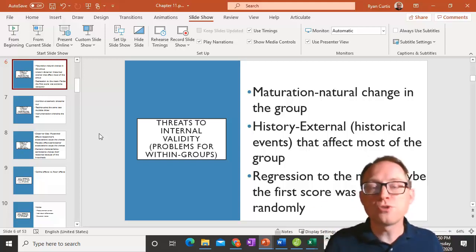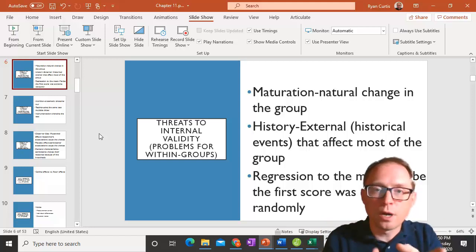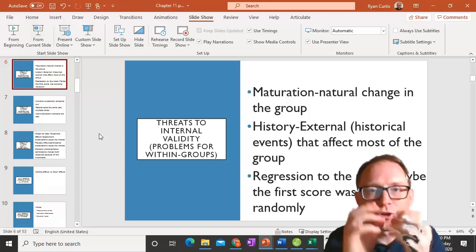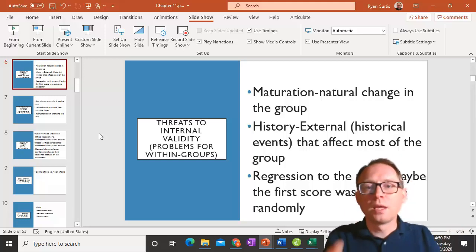Well, maturation would mean that something about the participant changed, right? Maybe they grew older, maybe their taste buds developed, maybe they went through puberty, whatever it happens to be, between the measurement of the mug root beer and the A&W root beer. And that doesn't seem to have happened because it's concurrent, right? We can't do that. History, a historical event, needs to happen in between.